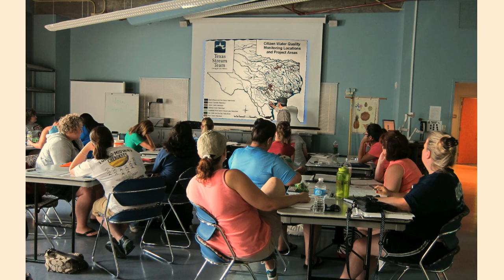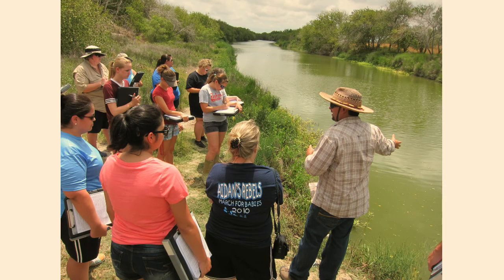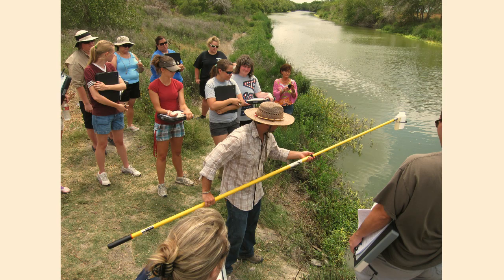For example, the Texas Stream Team is a statewide network of citizen water quality monitors who volunteer to test water quality. These volunteers also include teachers and their students. The volunteers monitor water quality and report results for addition to a statewide database of information about the condition of Texas's streams, rivers, and other water bodies.